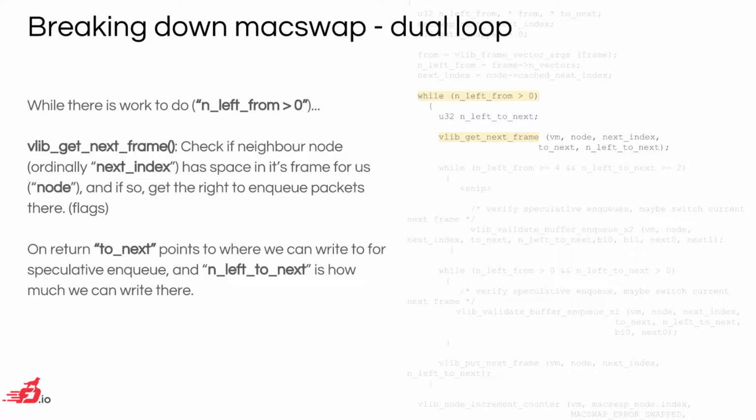So let's check that that node has space in its frame for us, and we pass that to vlib get next frame. Do you have enough space for me? We also check some permissions. You may have seen some ownership stuff. That was the first twiddle 0 example I gave. We didn't dive into that too much, but that's where we check: do I have permissions to write into this frame? Am I allowed to? You can go dig into that yourself by all means.